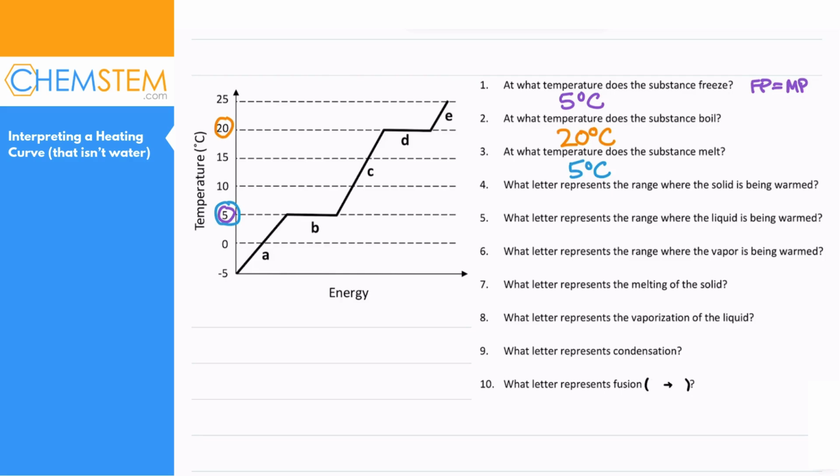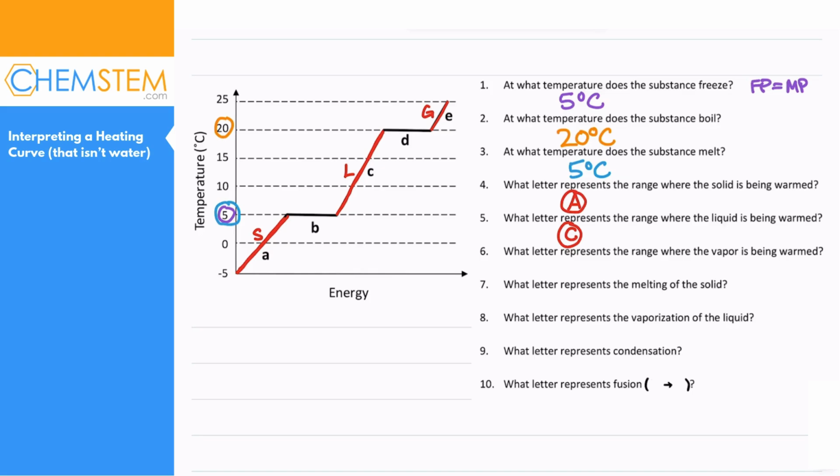Now we got to think about the regions of the curve. So from this heating curve, you may remember that A, this section is when it's a solid, and then C, this section is when it's a liquid, and then E, this section is when it's a gas. So what letter represents the range where the solid is being warmed? That's going to be A. So that's this region here. What letter represents the range where the liquid is being warmed? Well, of course, we see that that's going to be C.